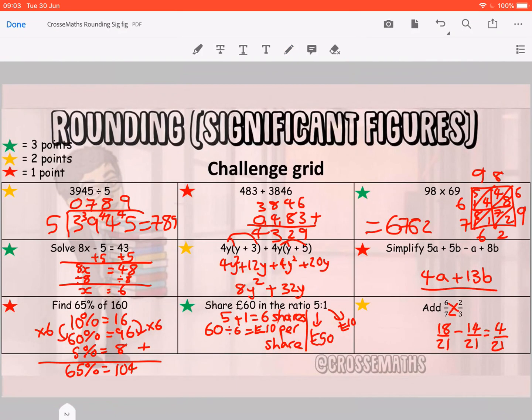Right guys, what I'd like you to do is mark whatever you've done so far. If you got it right, that's brilliant. If you didn't get some right, that's okay. Anywhere between 12 and 15 is really good. If you're getting high marks on this every single time, you need to try a harder session.